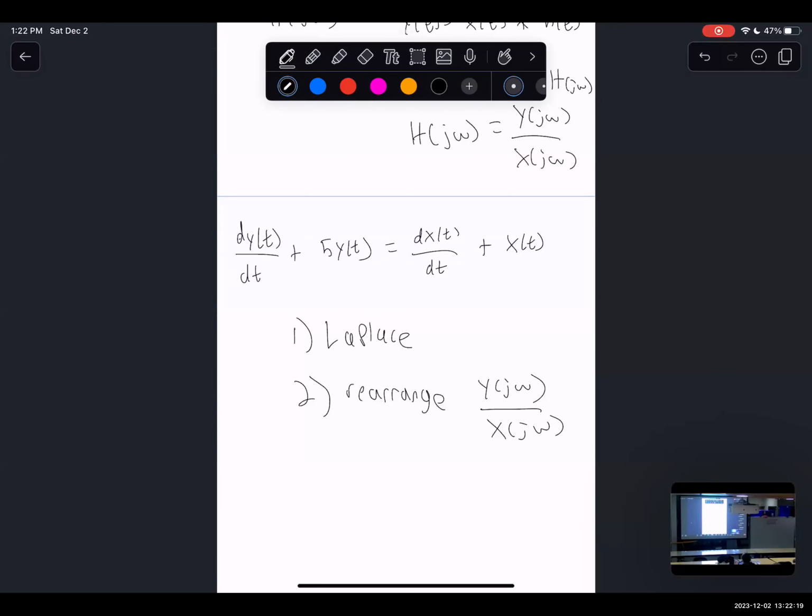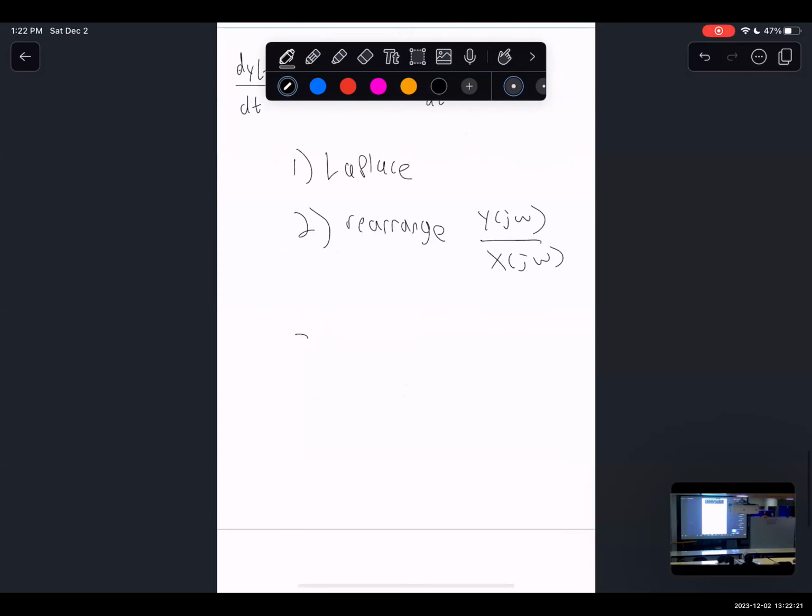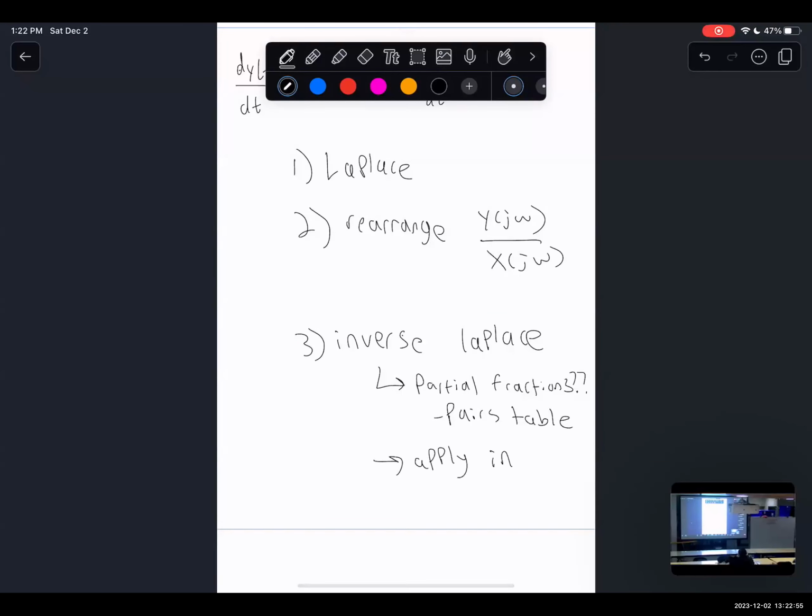Okay, so then let's also apply, I'm not sure if we need to do the inverse, yeah, let's do it for practice. I think it'd be good to do it for practice. Then after this, we'll do the inverse Laplace to get it back into the time domain. To do the inverse Laplace, we're going to need to do partial fractions, very likely. We're going to have to simplify it in a way so that it's on our pairs table. And then we're going to apply the actual inverse Laplace.